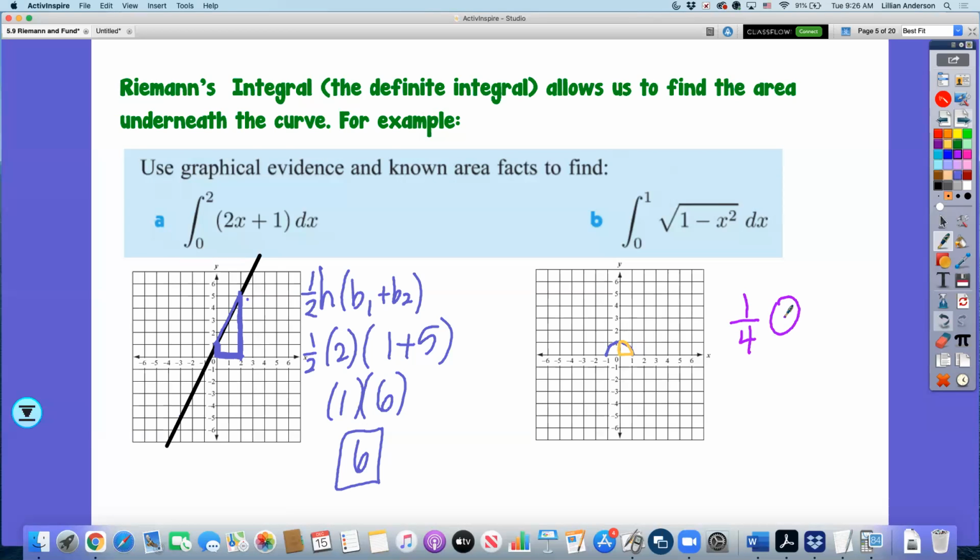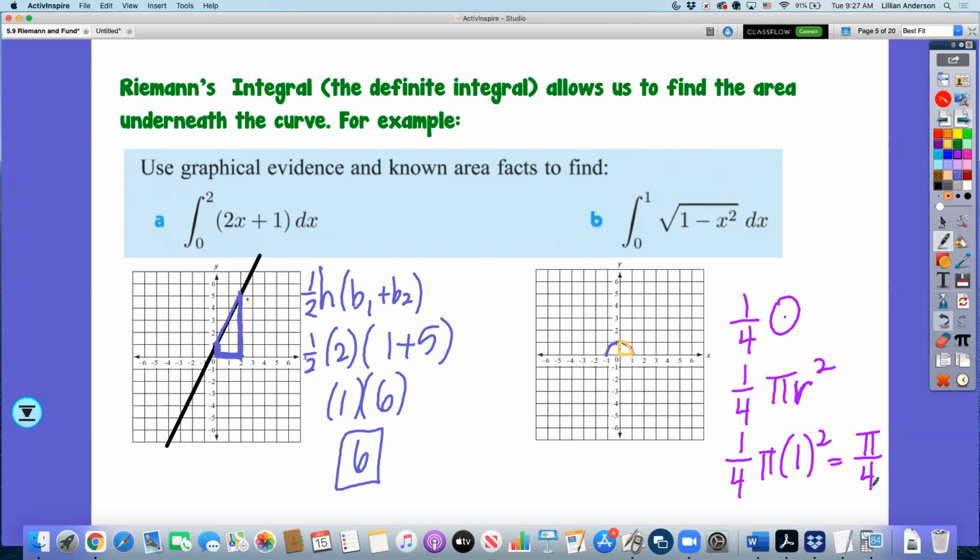What's the formula for the area of a circle? 2 pi r squared. Not 2 pi r squared. Pi r squared. Sorry. You gave me hope and then y'all took it away just that fast. All right, what's the radius of this circle? 1. So then to find the area underneath the curve of this function, the square root of 1 minus x squared from 0 to 1, is going to be just pi over 4 or whatever that is as a decimal.